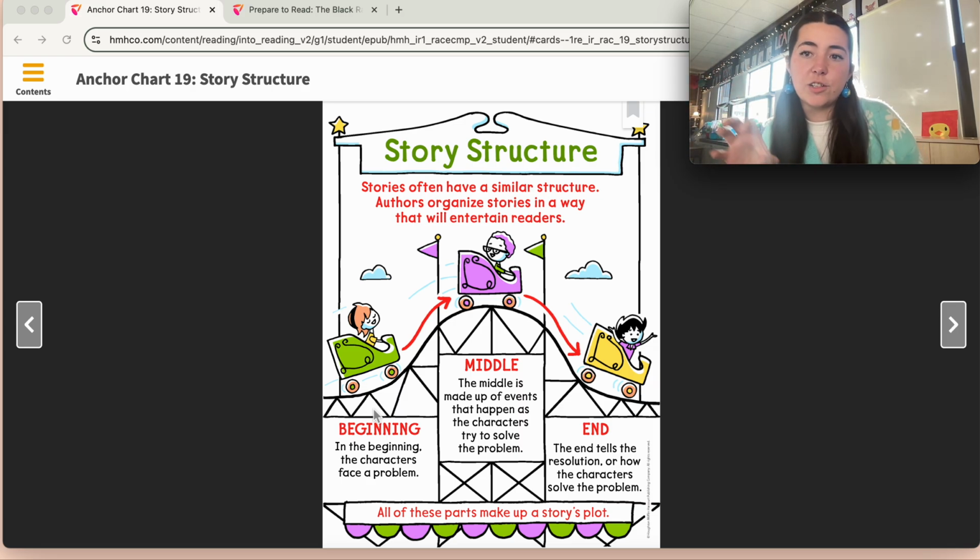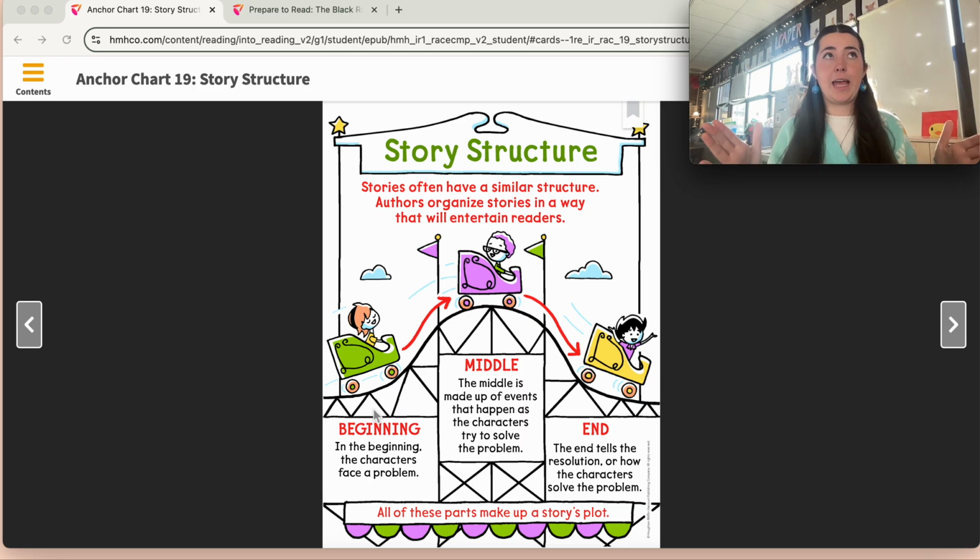and in the beginning the characters face a problem. So think of it as like you're on a roller coaster and you're looking at that hill, okay? You're looking up and you're thinking, whoa, that's a problem because I'm about to go up that hill and I don't know what that means. In the beginning they're facing that problem.